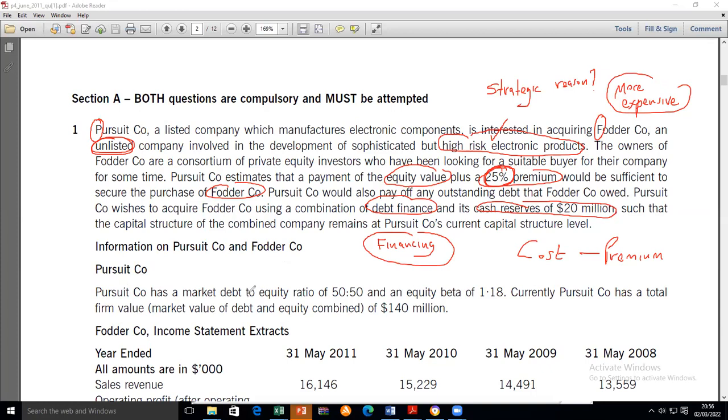Pursuit company has a market debt to equity ratio of 50-50. That's the capital structure of P. It has a market debt to equity ratio, meaning that debt to equity is 50-50.